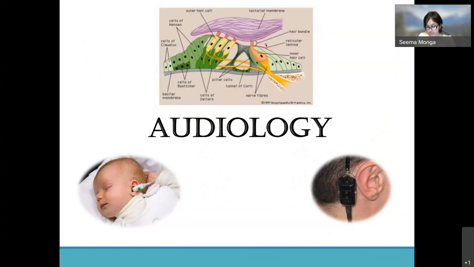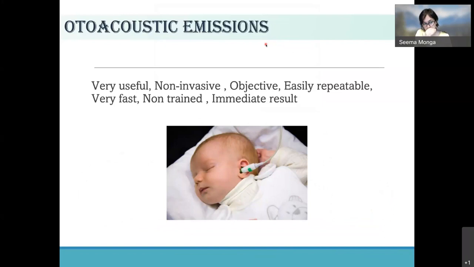participation from the patient. Although cooperation from the patient is required in all the tests, if participation is required, that is subjective. For example, pure tone audiometry is a subjective test, while otoacoustic emissions, impedance and BERA are all objective tests. So we are going to discuss four audiological tests: BERA, OAE, pure tone audiometry, and impedance. Only four. Okay. So first of all, what is otoacoustic emission?